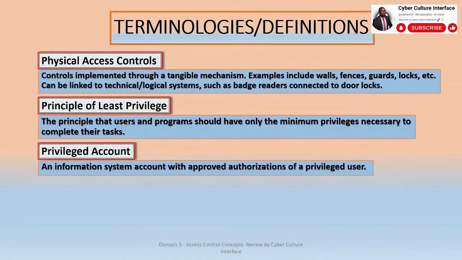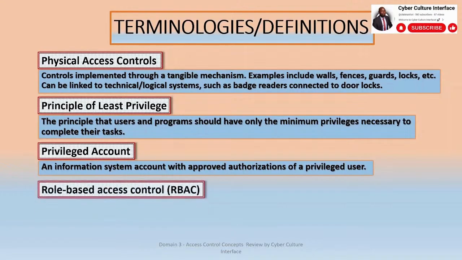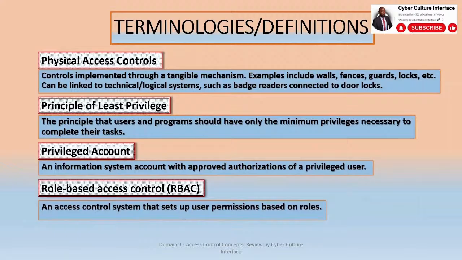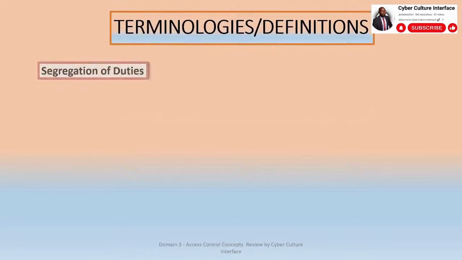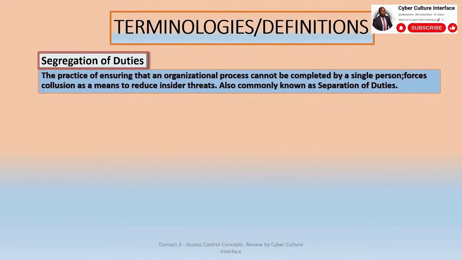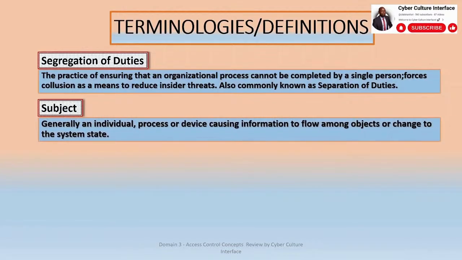Then we have a privileged account, which is an information system account with approved authorizations of a privileged user. Then role-based access controls, an access control system that sets up user permissions based on their roles. Then we have terminologies like segregation of duties, which means ensuring organizational processes cannot be completed by one single person. That means you have different people carrying out different functions within the organization. Then we have the term subject, which is referring to an individual or a process or a device that is causing information to flow among objects or making a system change.